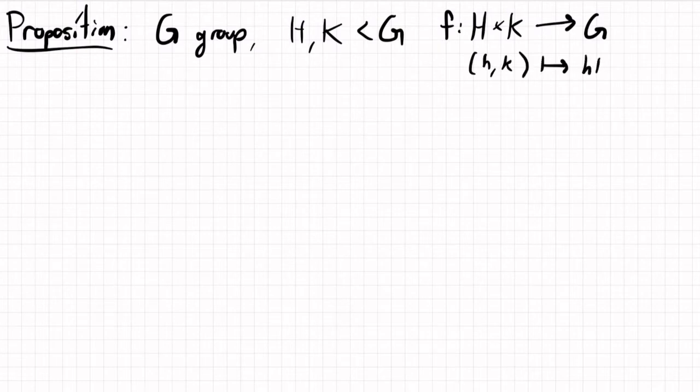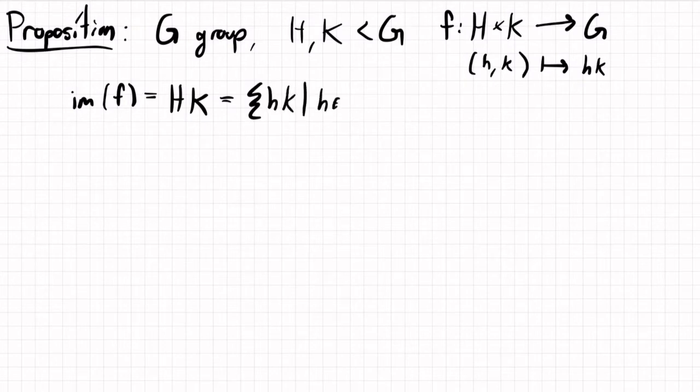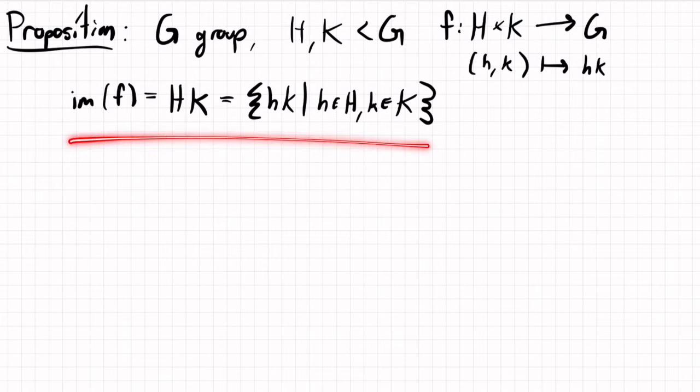H, K goes to H times K. So that's just the multiplication map, and then we can see that the image of F is the set HK under this sort of product of sets notation, right? Which is the set of elements little h, little k for little h in big H, little k in big K. Meaning that it's just the set of all things that look like a product of the thing in H times the thing in K. So this is just a comment, I guess, that we can see from the definition.